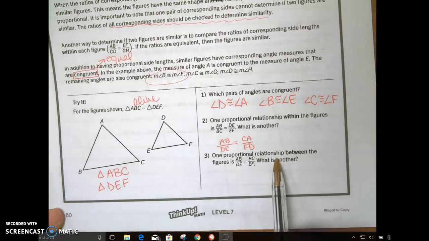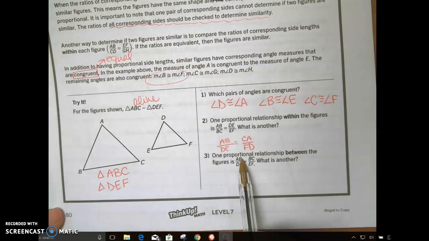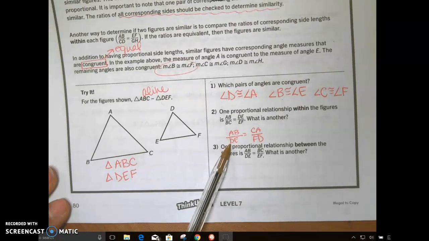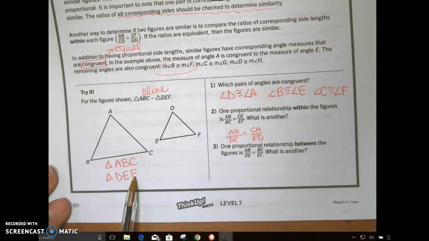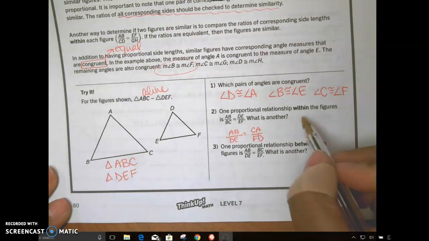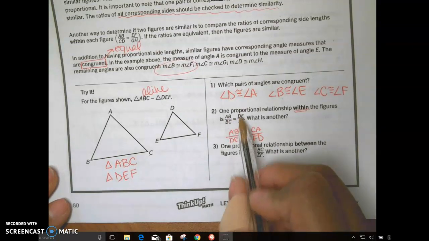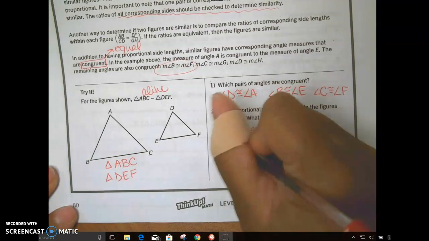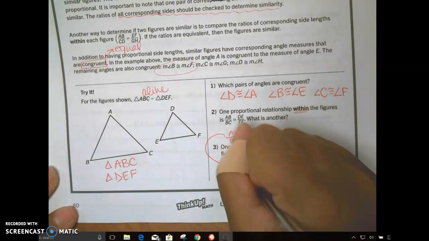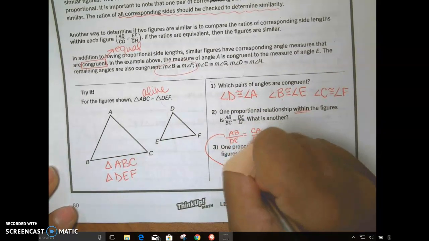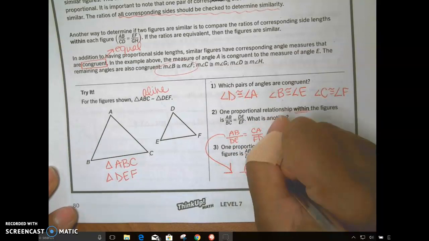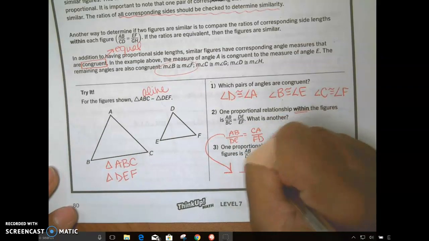Another proportion between the figures is AB is to DE. We just did that. And BC is to EF. So I need another. Oh, this says within the figure. So what we need to do is stay with one figure on one side and go with a different figure on the other. So let's bring this one down here. AB is to DE as CA is to FD.